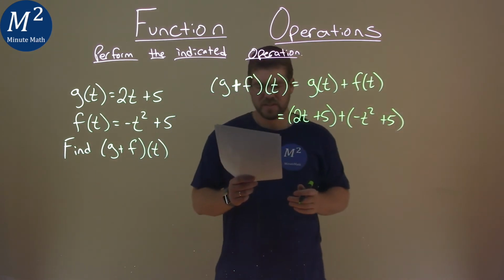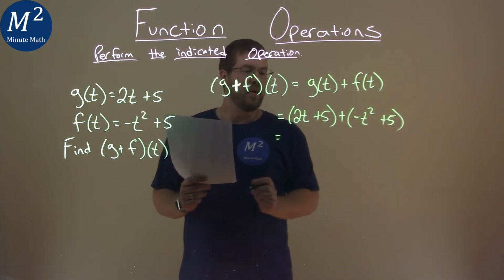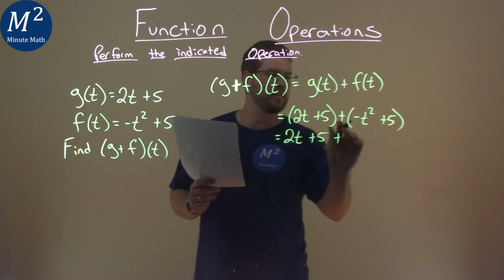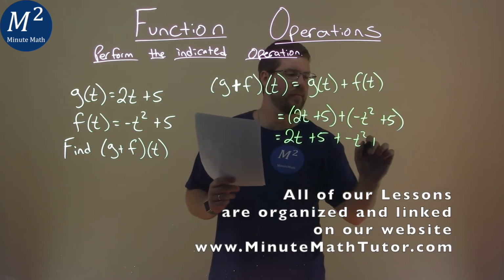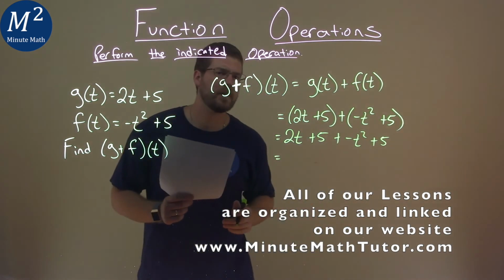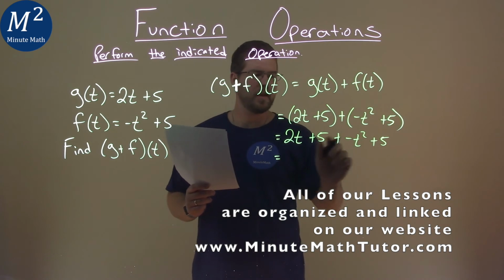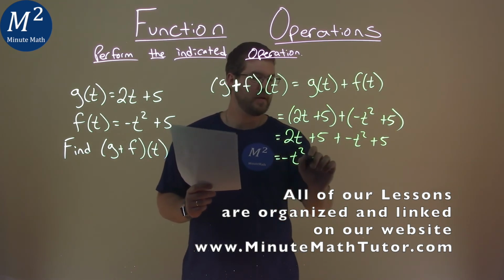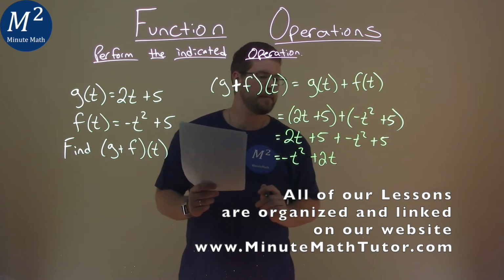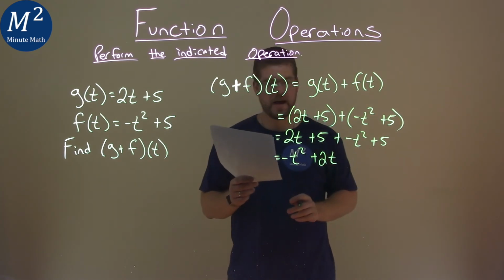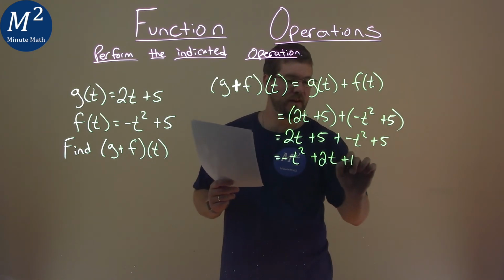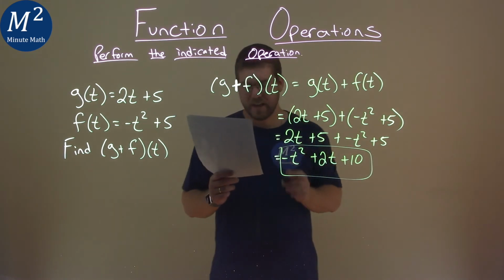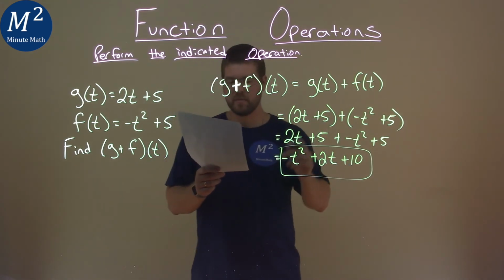And now we just simplify. Well, we don't need parentheses here. 2t plus 5, because just a plus sign, plus a negative t squared plus 5. Let's put our highest degree first. That's the square. Negative t squared here. Next highest degree is just the 2t. So we plus the 2t right there. Then we have a 5 and a 5 we add together. 5 plus 5 is 10. And so my final answer here is just a negative t squared plus 2t plus 10.